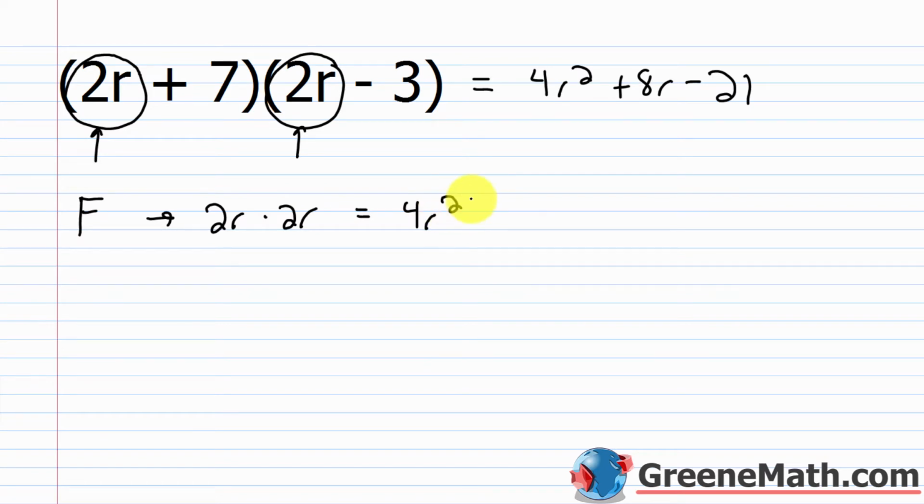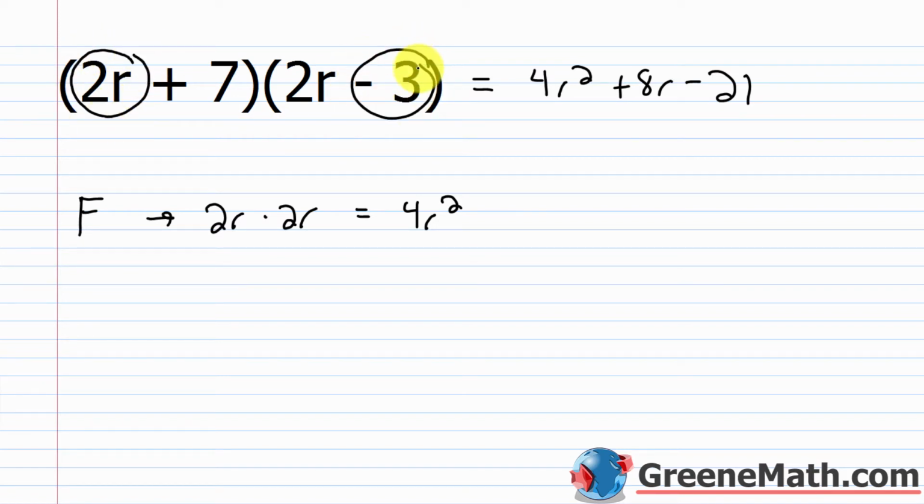Then I would do my outer terms. So what's on the outside? This is on the outside, and this is on the outside. So for my outer terms, I'm going to do 2r times negative 3. So 2 times negative 3 is negative 6, then times r, I get negative 6r.